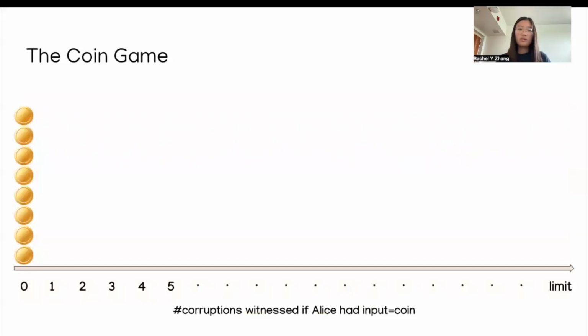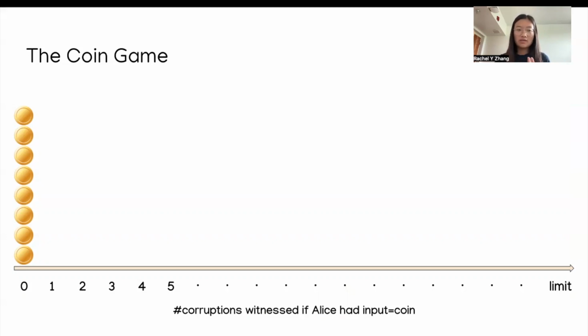So in the coin game, there's a bunch of coins. They each correspond to a possible input that Alice has. So if Alice's possible inputs have k options, then there are k coins. They're placed on the number line, and a coin's position on the number line is precisely the number of corruptions witnessed if Alice actually had that input. So for instance, at the beginning of the protocol, no messages have been sent. There can't have been any corruptions witnessed. So all the coins are at position 0.